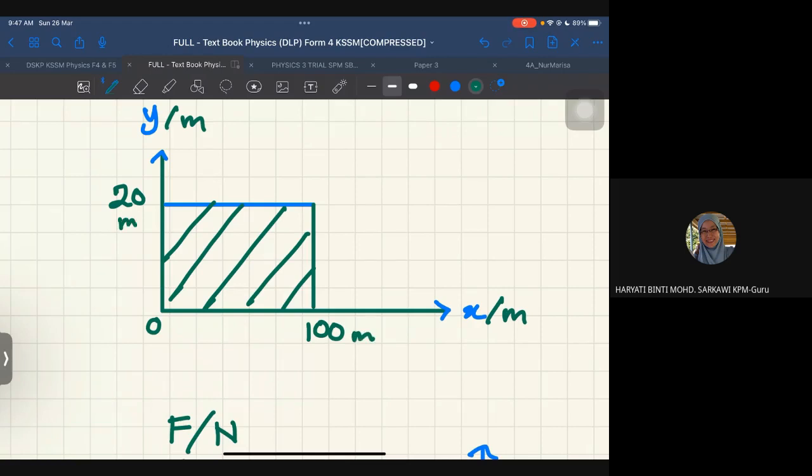What would be the area? Magnitude of area. Can you calculate? How to calculate area? 200. How did you get 200? How did you get 200, Jaden?